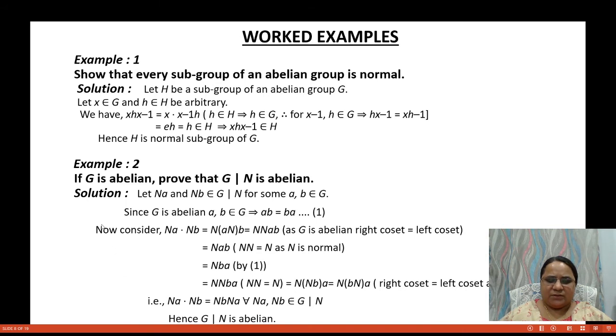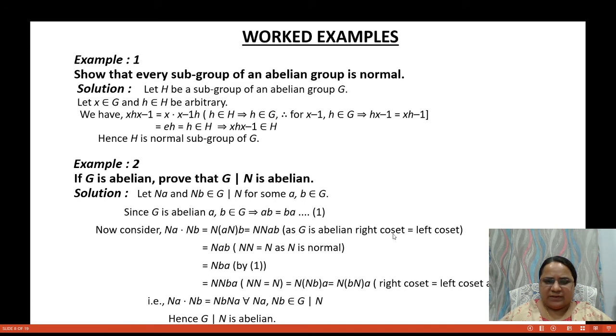Similarly, we have another example. If G is abelian, prove that G/N is also abelian. When we say G is abelian, then only we can say that G/N is also abelian. Let Na and Nb belong to G/N for some a, b belonging to G. Since G is abelian, ab must be equal to ba. The commutative law, if satisfied, means we can say it is abelian. Now consider Na · Nb. So N of, just using the commutative law again, N as it is, a inside, b outside: N·N·ab.